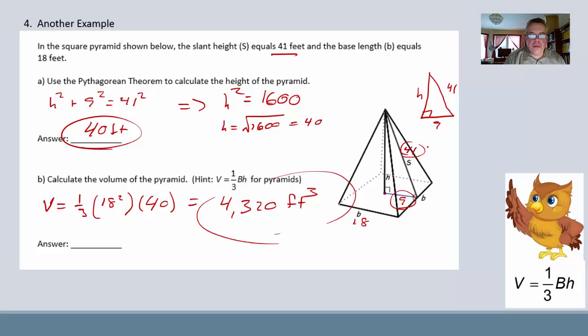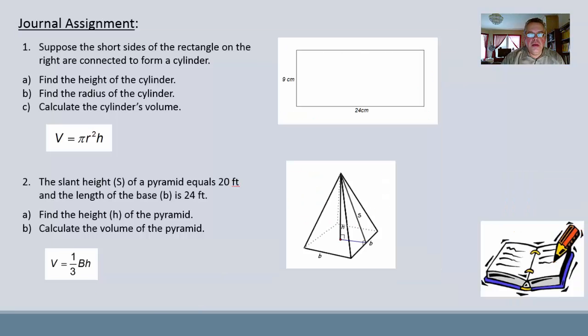This is exactly kind of what was from the quiz. So not only do we have to understand the volume formula, if I give you the slant height and the length of the base, we can find the actual height of the pyramid. All right, I'm going to give you 2 problems to work on. Here you go. First one, this should be getting very familiar. We're going to connect the short sides of the triangle. So this 9 centimeter side and this 9 centimeter side, we're going to put together to make a cylinder.